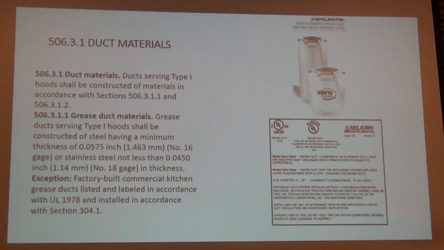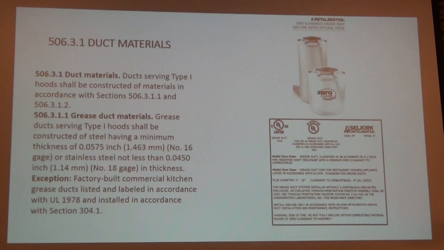The exception is factory built commercial grease ducts listed in UL 1978 in accordance with section 304.1. Captive Air makes a system, and the commentary says that even though it's listed in UL 1978, it still might have to be enclosed in a chase. The Captive Air system states right on there that it was tested by Intertek, and they were given a 2-hour rating.